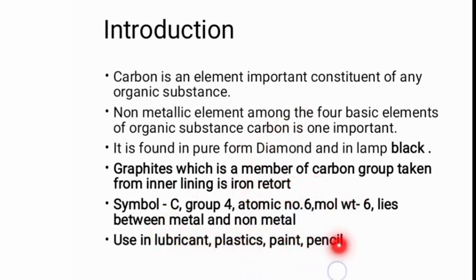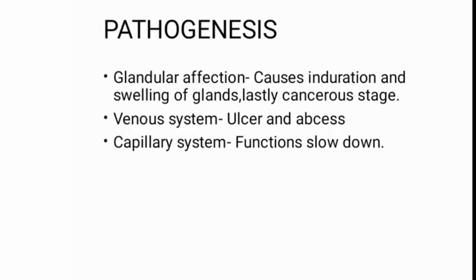From this point we always remember that carbon lies in between metal and non-metal, so carbon is the transition element. That's why all the symptoms of carbon we discuss here mainly lie in between the metal and non-metal. Now the pathogenesis: the sphere of action of carbon is mainly on glandular affection, the venous system and the capillary system.